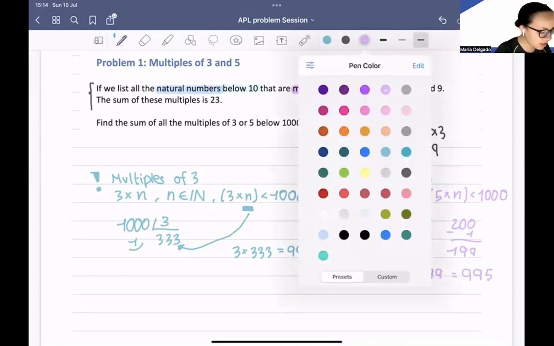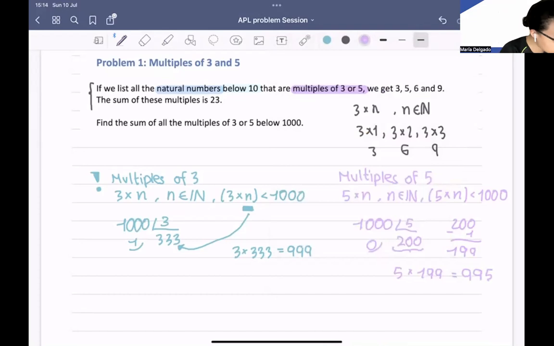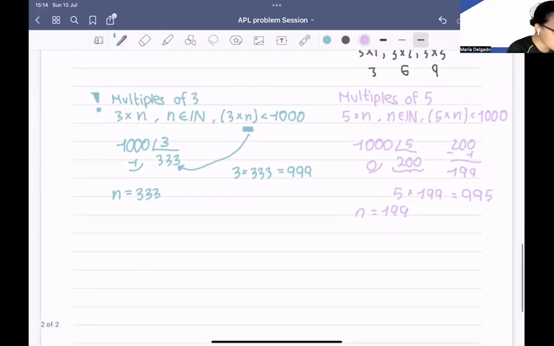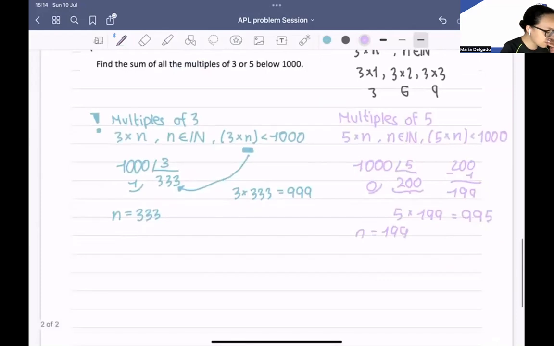Okay, so we have found the maximum n's. For 3, this n is equal to 333, and for 5, we have 199. Okay, so how can we follow with this problem? Because yes, we have done a little bit, but we need to do the other part, because we need to find all the sum.